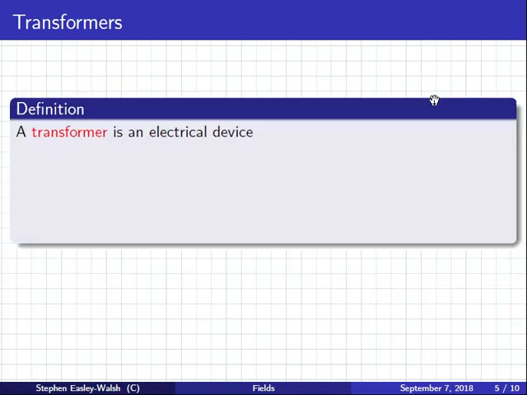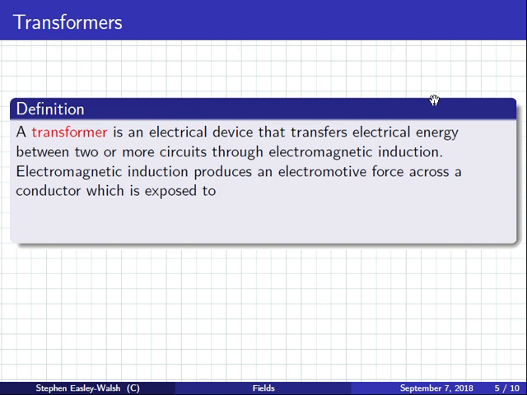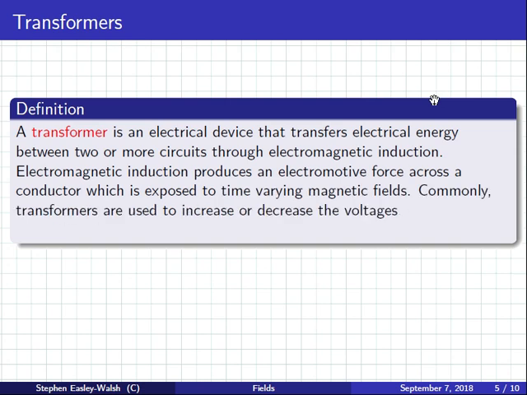A transformer is an electrical device that transfers electrical energy between two or more circuits through induction. Electromagnetic induction produces an EMF. Commonly, transformers are used to increase or decrease voltages.